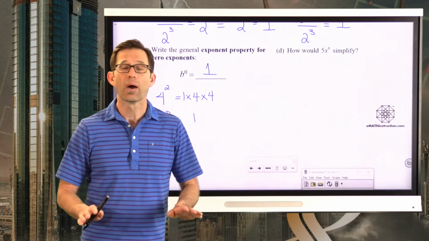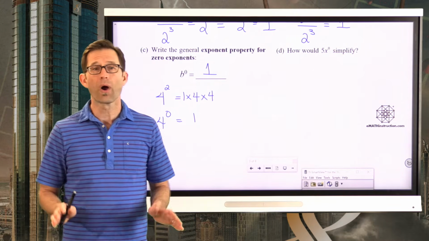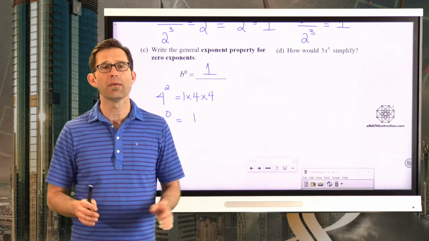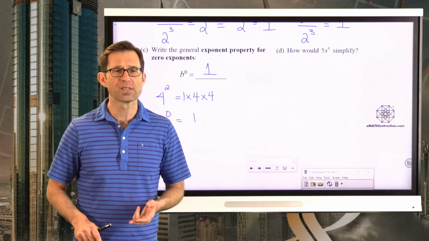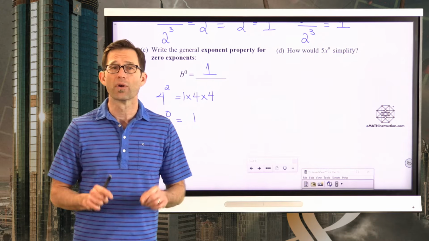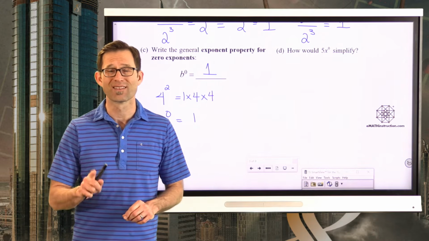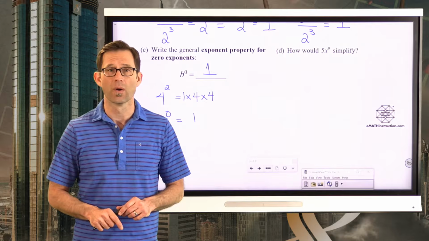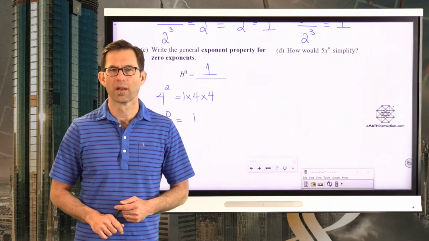And that's it. Now again, one of the beautiful properties of this is that it is true for any base. Negative, positive, rational number, fraction, doesn't matter. The only number raised to the 0 power that's not equal to 1 is the number 0. And we'll explore that just a bit in a little while.